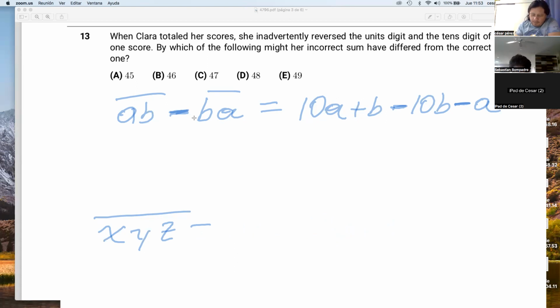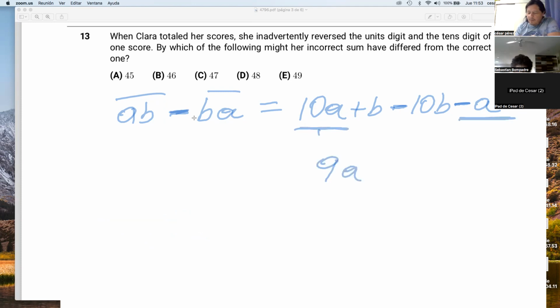Is it 10B plus A there? Okay. 10A minus A. 9A. Okay. And if we simplify this, we will get minus 9B. So we will get 9 times A minus B.